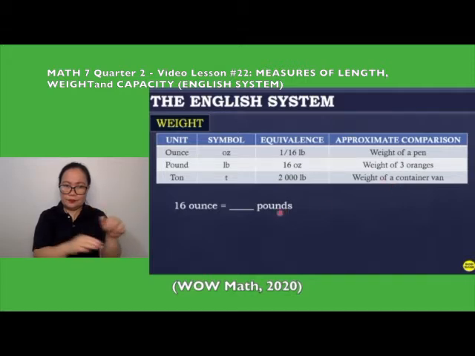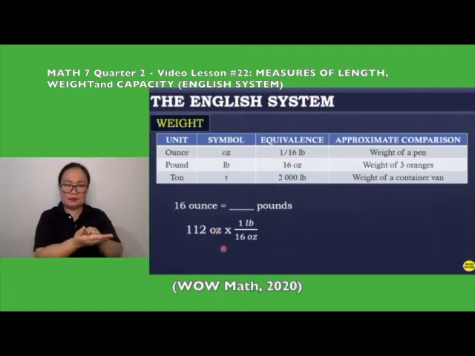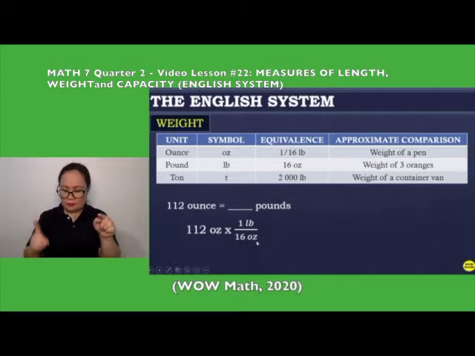So, paano natin siya gagawin? So, ounce to pounds. So, left to right. So, anong gagawin natin? Una muna, copy your given. Okay? Copy your given we have. Okay, so we have 112 ounce. So, ito po siya. Medyo may typo tayo kanina. So, 112 ounce converted to pounds. So, paano natin siya gagawin? Copy your given. Since this is, your unit here is ounce. So, anong gagawin natin? Dapat kapareho siya nun.